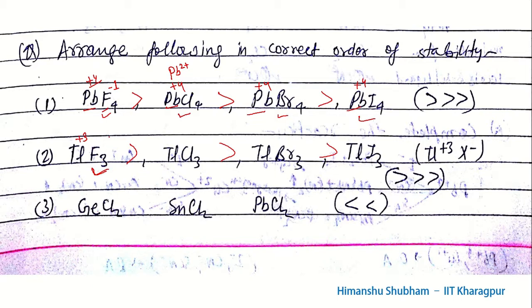Now for the GeCl2, here we see that Cl is common, and we have learned that as we go down the group, the lower oxidation state is more stable. Germanium is first in the group, followed by tin, followed by lead. As we go down the group, we have the +2 state, so the lower oxidation state should be stable. So Pb in +2 will be much happier than Sn in +2, and Sn in +2 would be much happier than Ge in +2. So the stability order would be like this.